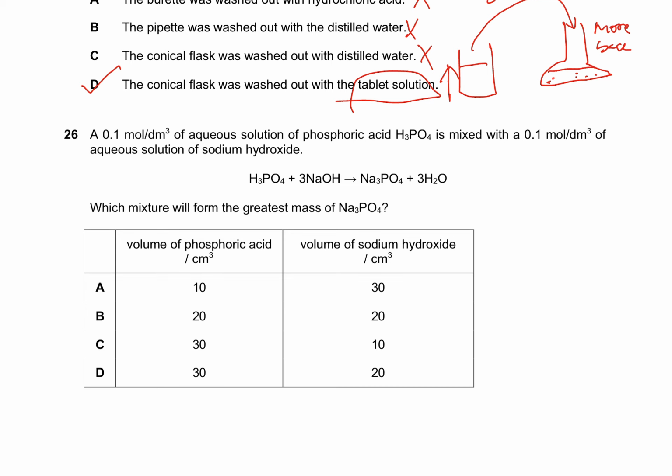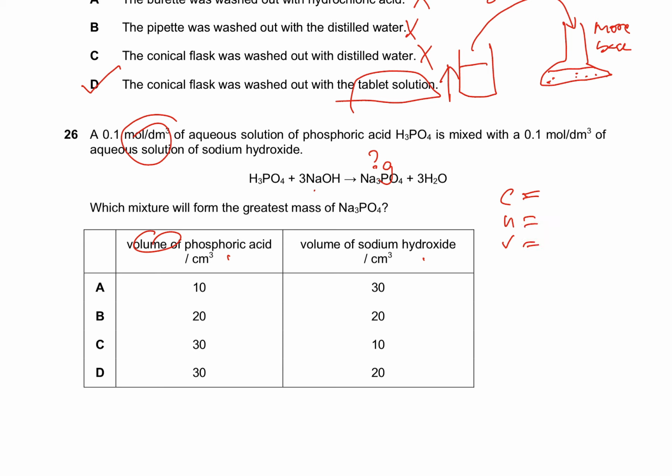0.1 moles of phosphoric acid is mixed with 0.1 mole per dm³ of sodium hydroxide, right? And I want to find which one gives the greatest mass of phosphoric acid. And I'm given the volume of phosphoric acid and the volume of sodium hydroxide. So you might think that this is a CNV question, which is true. It's a CNV because I have a concentration here and I have volume here, so I need the CNV.